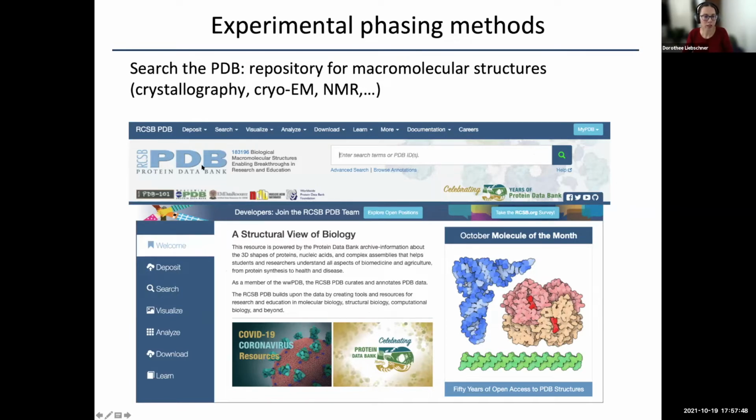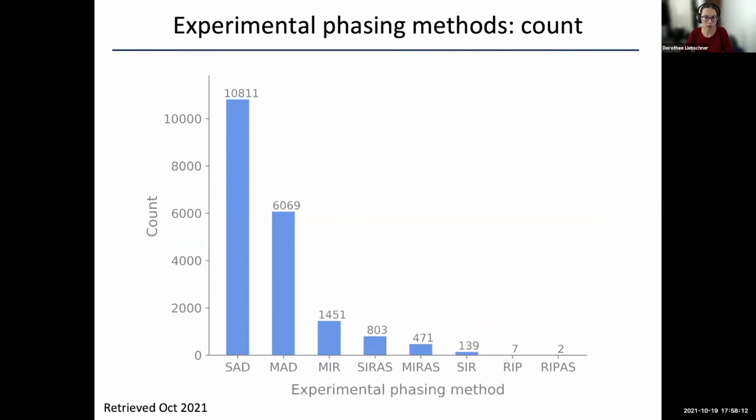So this Protein Data Bank has now, I think that is a screenshot from yesterday, more than 183,000 structures in the repository. These structures are from crystallography, cryo-EM, NMR, and a couple of other techniques. And I was interested in how many times a structure was solved by SAD, MAD, and so on. And I got this histogram.